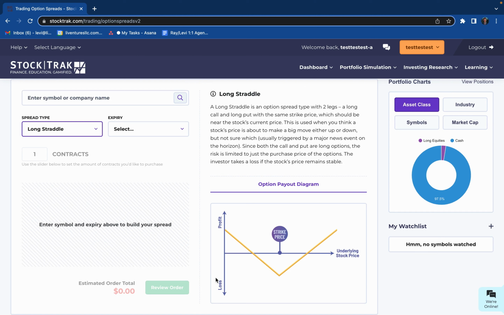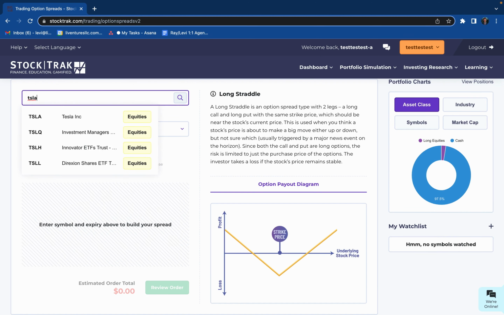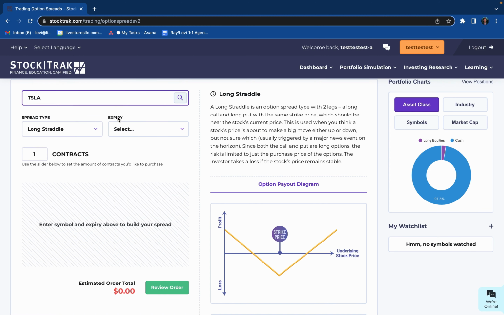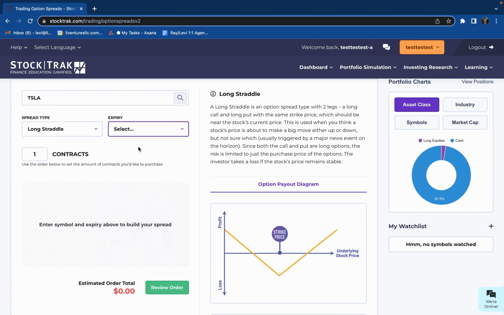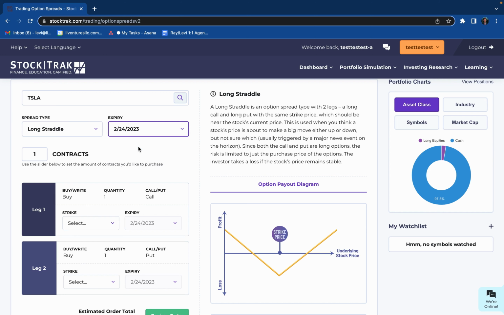Okay, now let's use a long straddle for a real stock. Let's say we want to use a long straddle for Tesla because we think there's a big price move coming, but we don't know if it's going to be up or down. Now, another important thing about long straddle strategy is because the strike price is usually similar to the current price, this isn't a very good long-term option. So maybe select an expiry date in the near term.